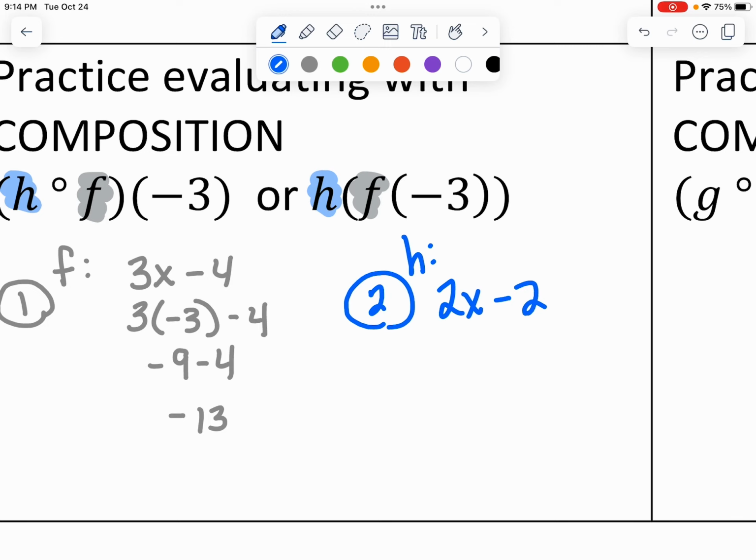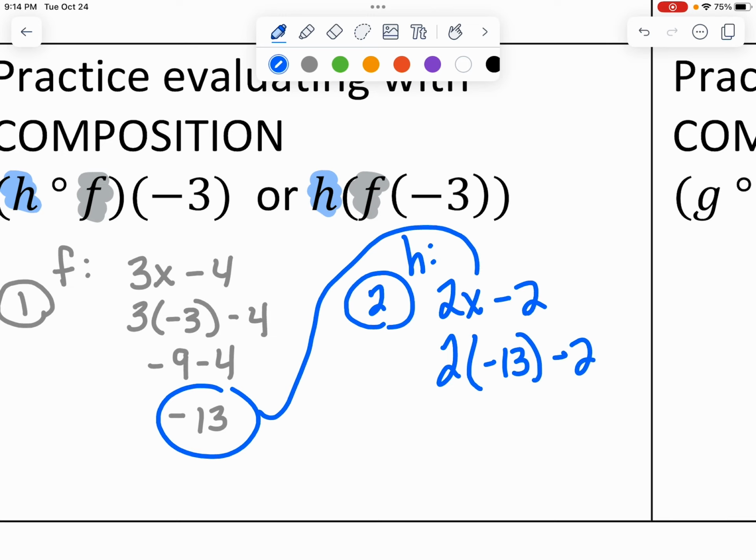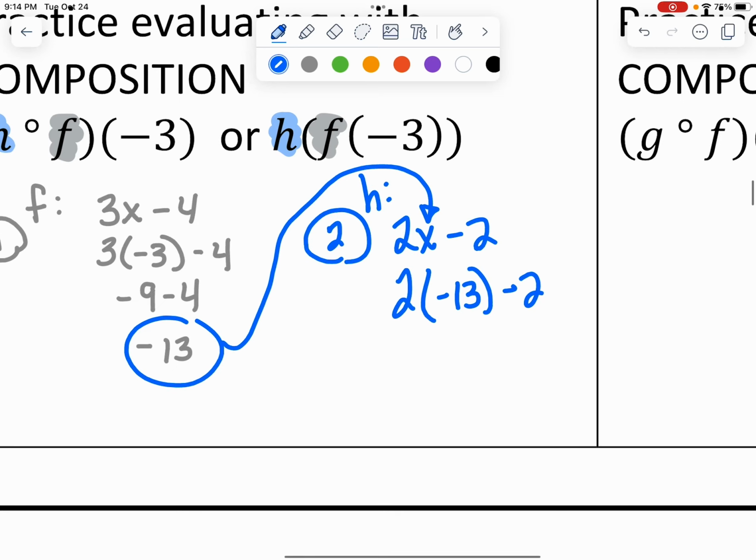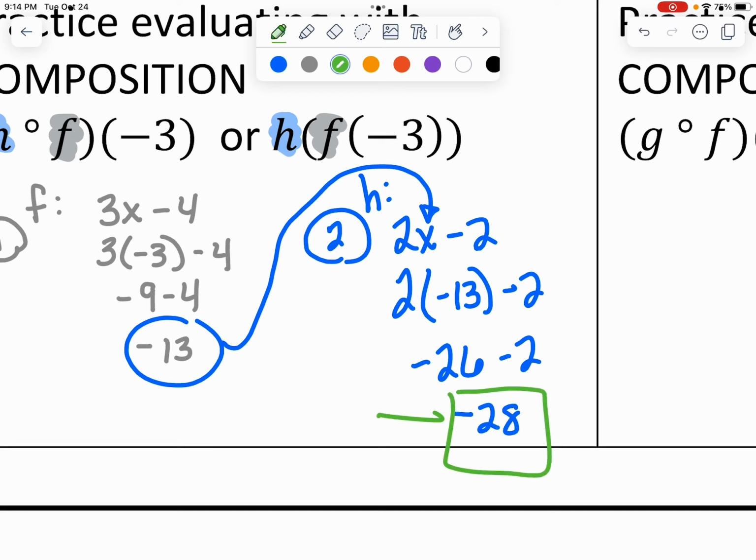So we're going to go to the H equation, but instead of x, what are we going to make x? -13. So it's like you solve the innermost equation and then you plug that answer into the outermost equation. So your only answer is this one. If you were taking a multiple choice test, you wouldn't pick -13, you would pick -20, because that's the final answer.